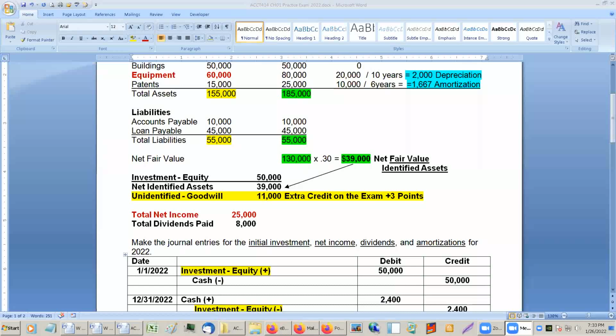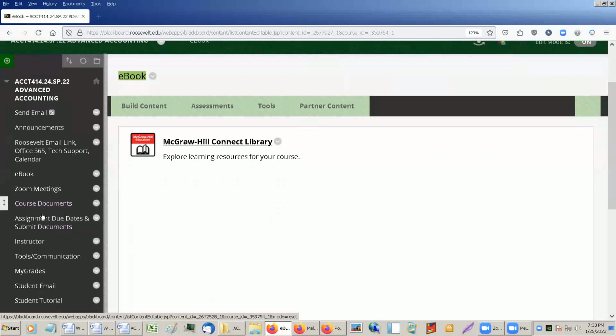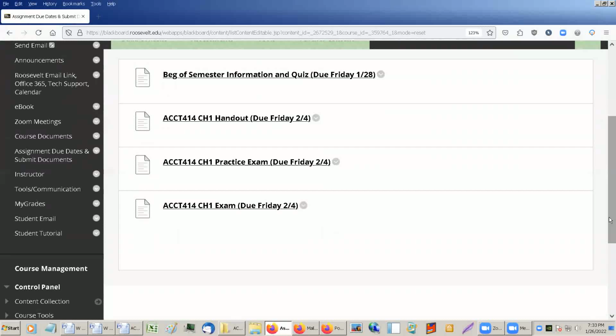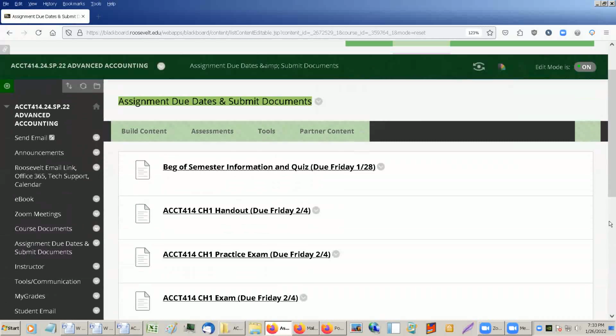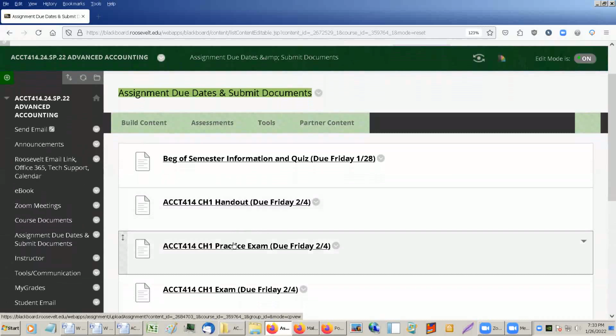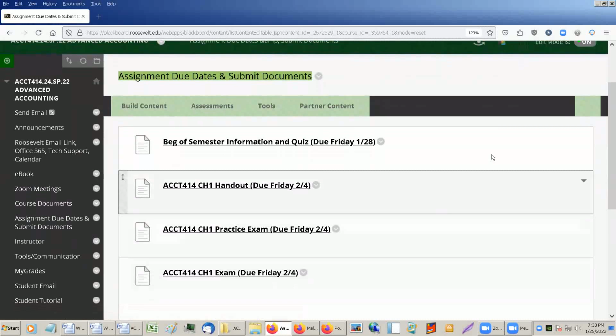Questions? Hey, look, done early. So what I'm going to do is send out the, let me make sure that I put this all in there yet. Yeah, I did. Okay, so the handout is due by Friday, and the practice exam is due by Friday. We just finished both of those up. And the exam is due by next Friday also.